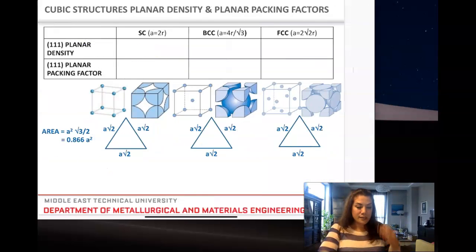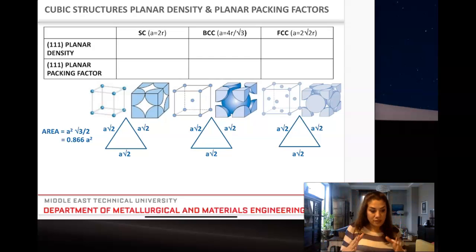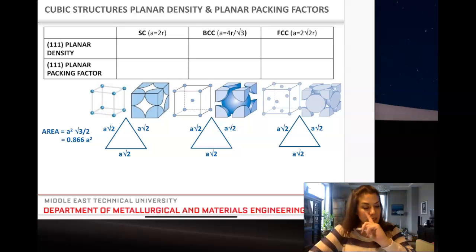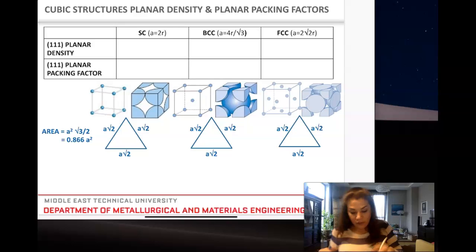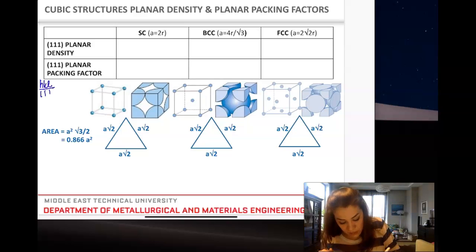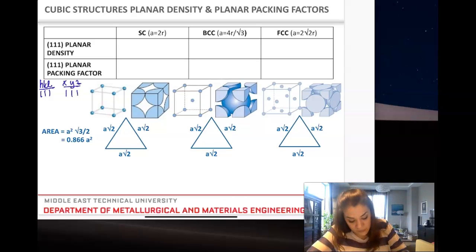Well, we can do the same exact calculations this time for 111 planes. What is the 111 plane? It is the plane with HKL values 111, and the reciprocals of them, XYZ, are also intersecting at 111. If this is my X, this is my Y, and this is my Z, hold on. This is Y, Z. Then my plane is exactly this plane intersecting at 111.